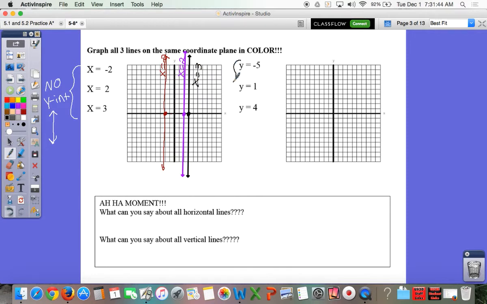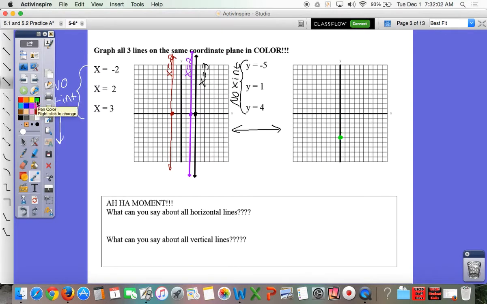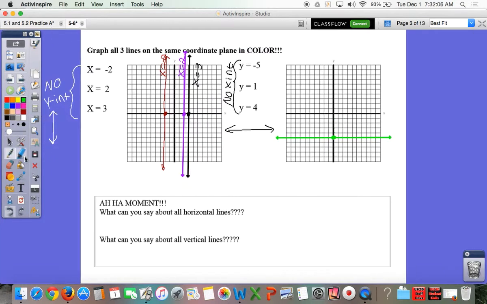Now these ones have no x-intercept because there is no x. So they have to be horizontal lines. So let's go to the first one, y equals -5. So I have -1, 2, 3, 4, 5. The only way to have no x-intercept is to make it a horizontal line. And then again, right above it, y equals -5.